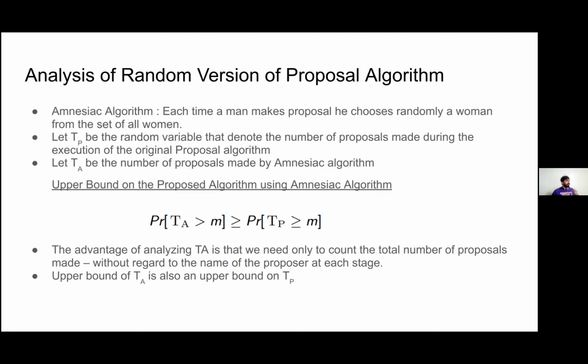We do this because there is an advantage in analyzing TA over TP: in this version we only need to count the total number of proposals made. We don't have to care about all the previous proposals and the rejects that they are getting, which makes it more complex. This also gives us an upper bound on our TP. So the upper bound on TA is also an upper bound on TP.